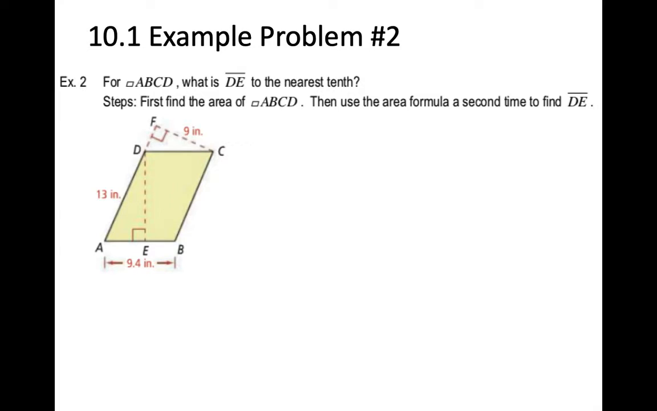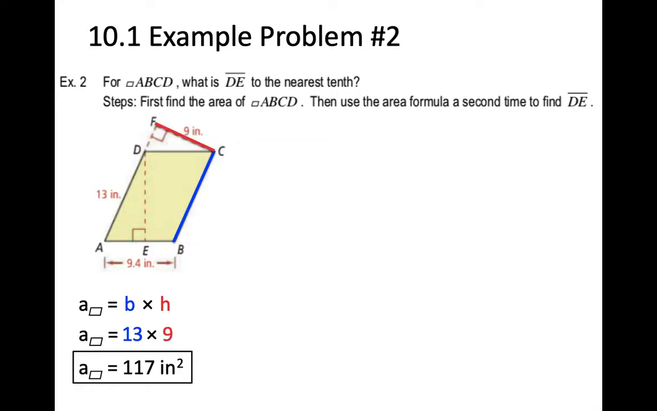Alright, so I can do this because I can find the area of ABCD. The area is the base times the height. The base is going to be right here, BC, and the height is the line that's perpendicular to the base. That would be 9. So multiply those together and I get that the area of this parallelogram is 117 square inches. Now that I know that, I can use the formula again.